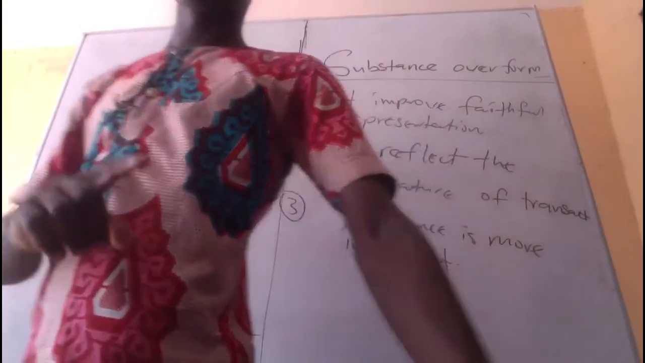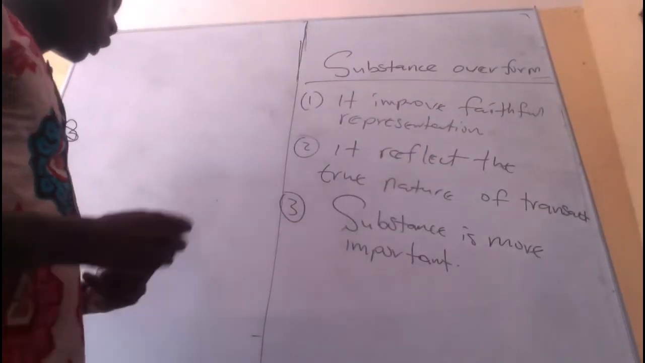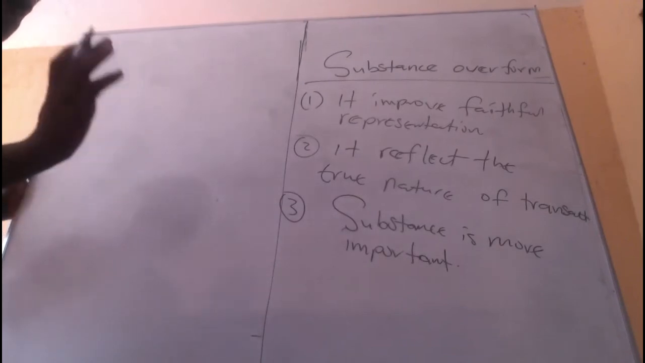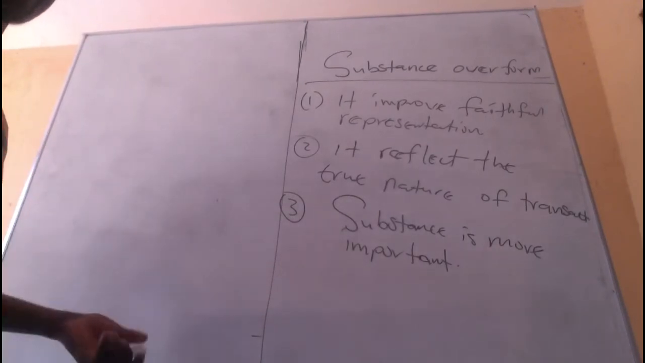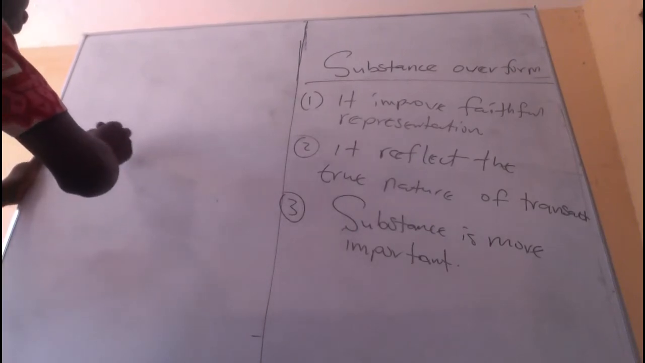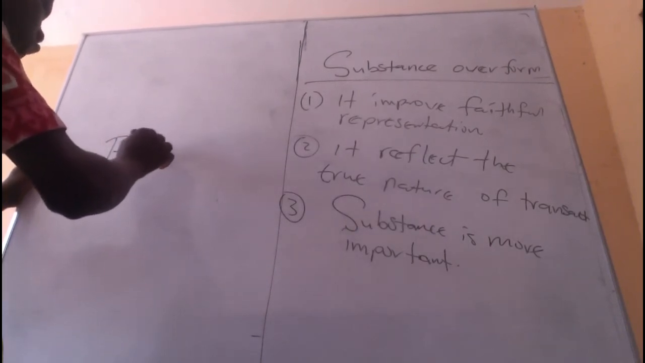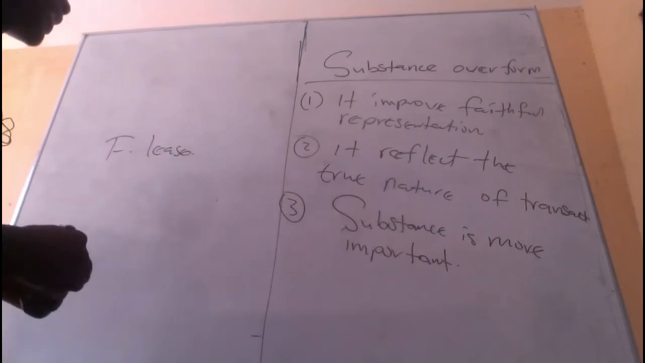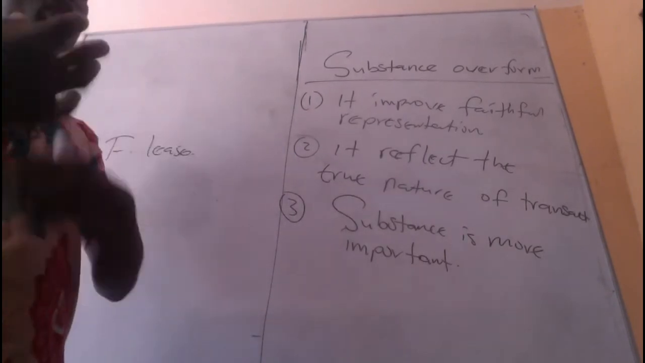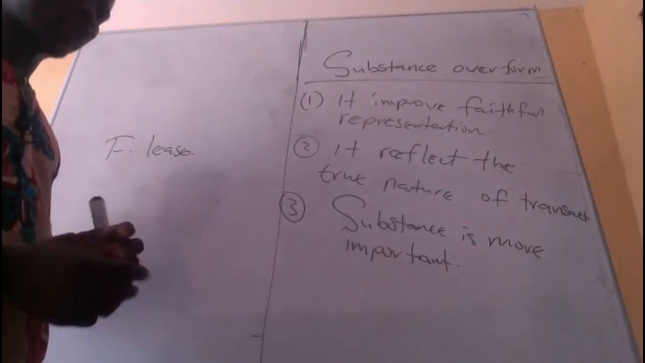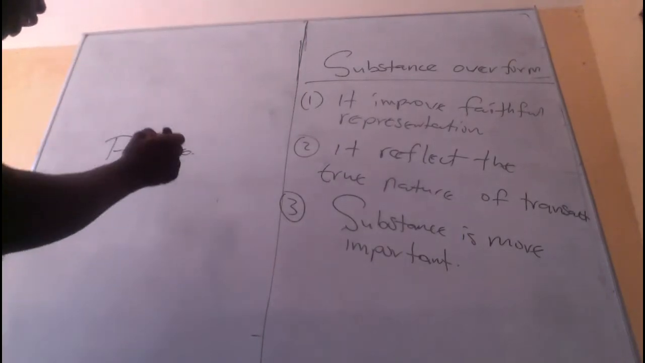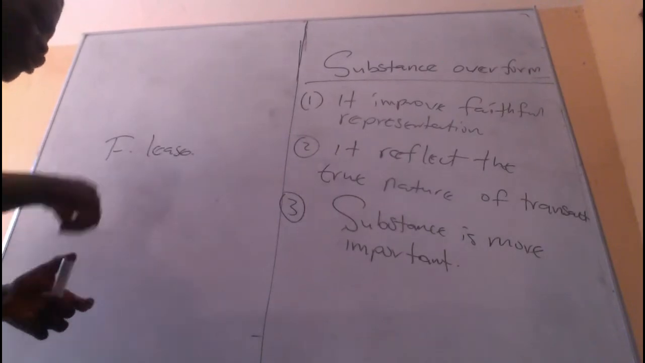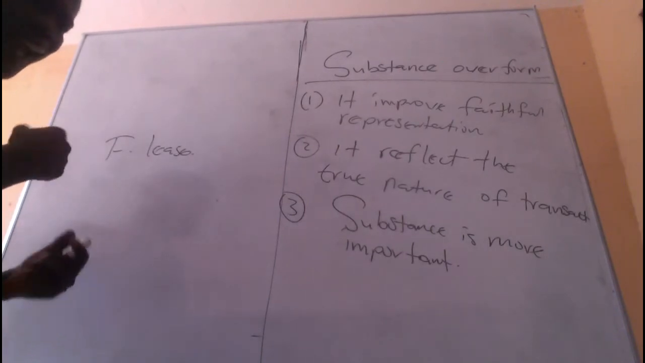So this question is a bit tricky. It's like this. How do you know? Because I set an example. All my 4 examples are the ones that you are going to use as the answers. First of all, we said the finance lease. So if you pick finance lease, how do you know that finance lease is a substance over form? Now, finance lease is a substance over form because how?